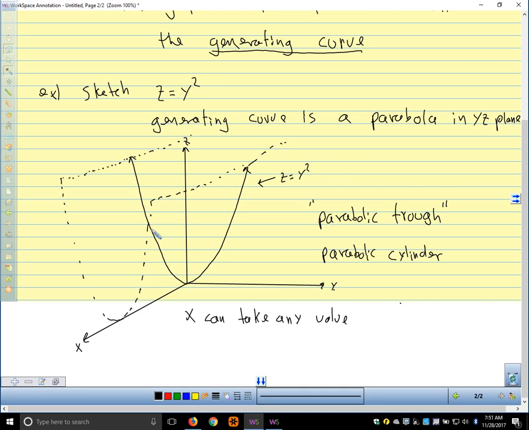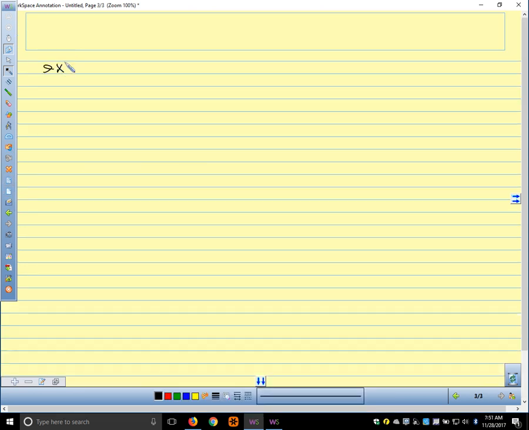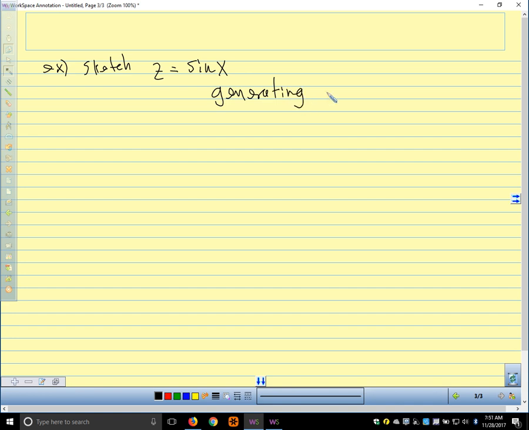Let's look at another one. We want to sketch z equals sine x. So this is a nonlinear equation in just two variables. So our generating curve is a sine curve in the xz plane.